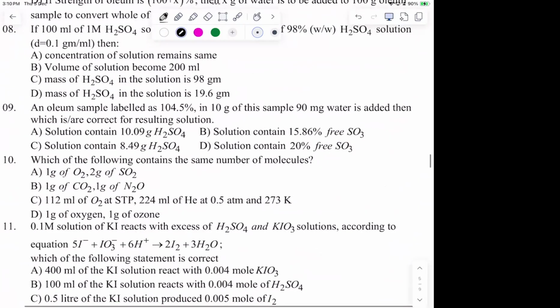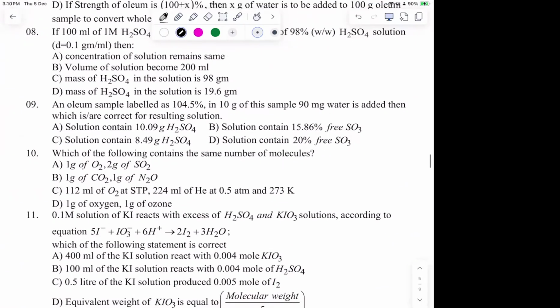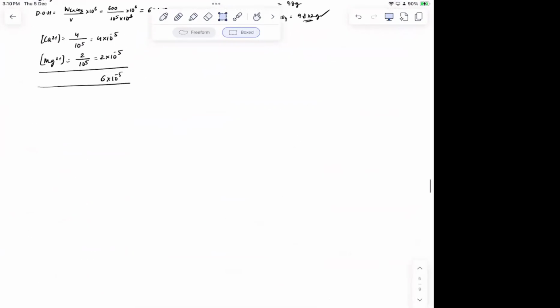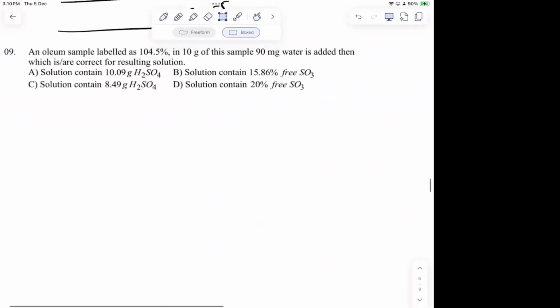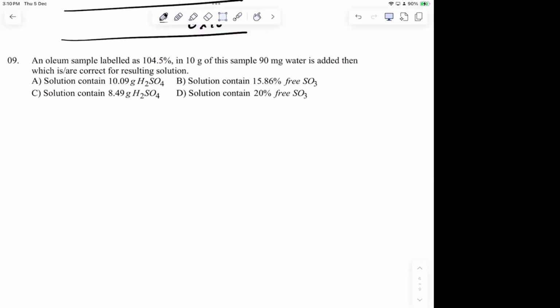The ninth one is completely an oleum based question. An oleum sample was labeled as 104.5%. In 10 grams of this sample, 90 milligrams of water is added. Then which of the following is correct in this case?